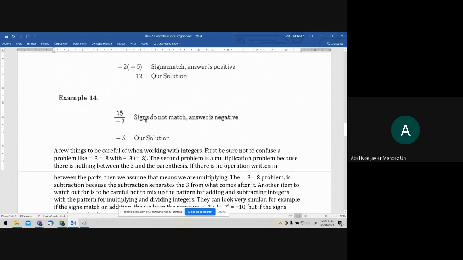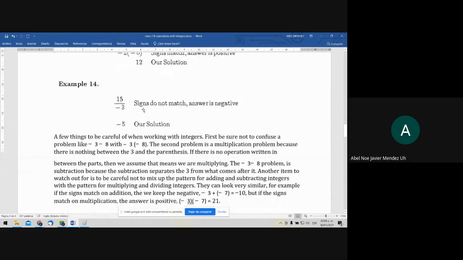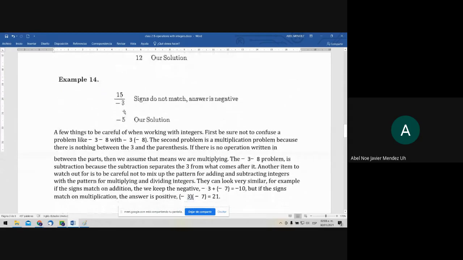Example number 14. We have division, which is the same operation. The signs are different, the signs don't match, so the answer is negative. 15 divided by negative 3 equals negative 5.